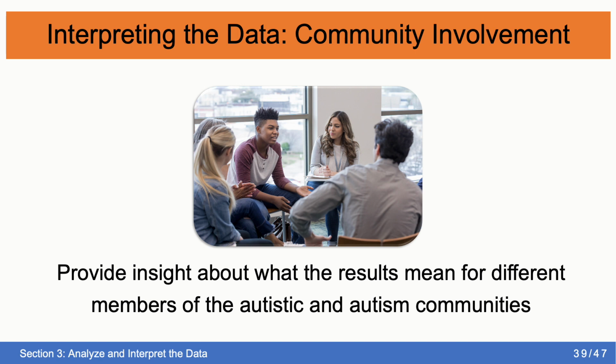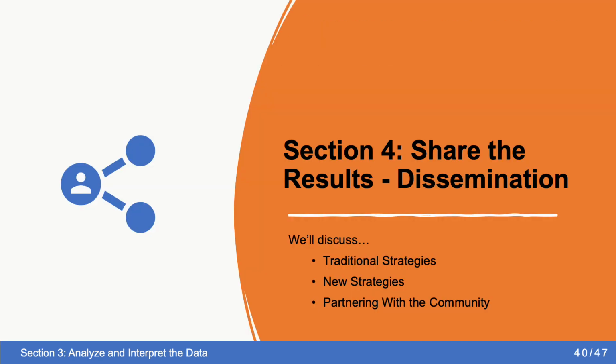It is also important to include perspectives that may not have been represented on your research team. For example, if your research team had a lot of autistic men, you might want to reach out to autistic women and non-binary people to learn their thoughts about your data. Working with several different community members can also help you understand what the results mean for different autistic people and caregivers. After analyzing and interpreting the data, the final stage of the study is sharing the results.